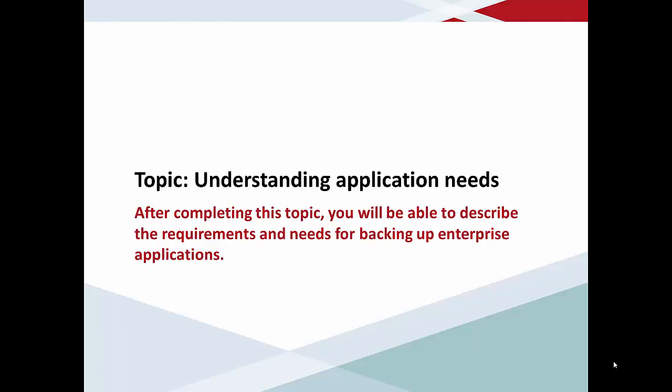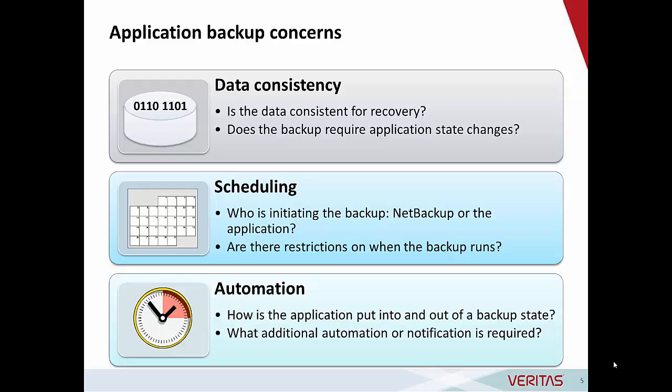This is the Understanding Application Needs topic. This slide describes the high-level concerns you need to consider when preparing for application backups. At a minimum, you should be asking, is this data going to be consistent for recovery, and does the protection of this data require any application state changes? And who's going to be initiating this backup? Will it be NetBackup, or will it be the application? And are there any restrictions when the backup runs? And what kind of automation will be in place?